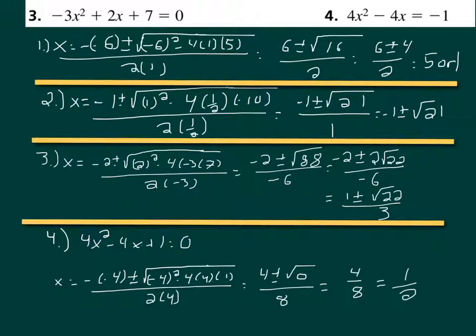The square root of 0 is just 0, so adding or subtracting it doesn't make a difference. So I'm just going to still have 4. So I have 4 over 8, which equals 1/2. So this is an example where I actually have one solution. We've seen that before with when 0 is involved. And so that's a bunch of practice using the quadratic formula.